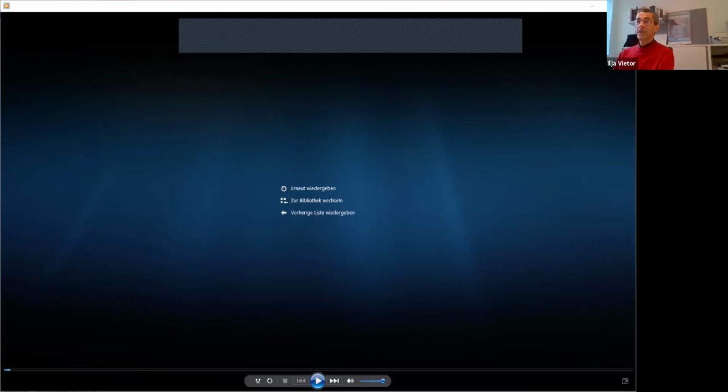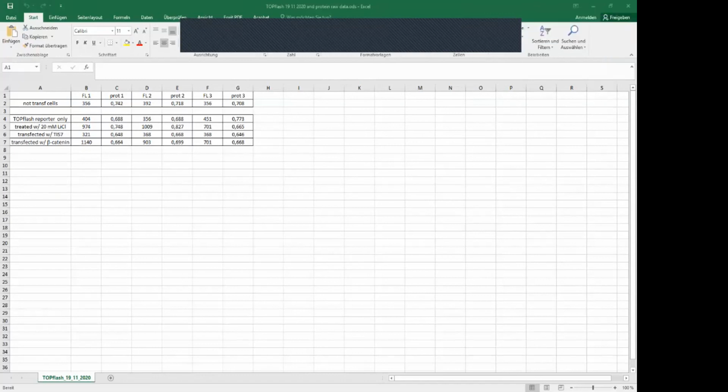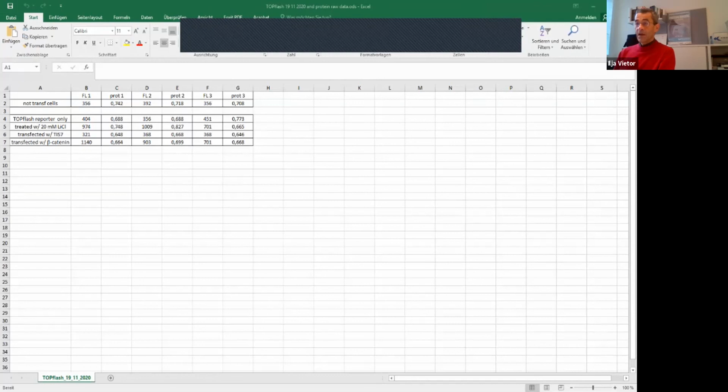and they are shown here. So can you see everything? Yes. Fine. So what I have prepared here are the names of groups of samples. These are not transfected cells at all. This is transfected with top flash reporter only. Then this is transfected with top flash reporter and treated with lithium chloride. So this is not treated, this is treated. Then these are transfected with the reporter plus with D7. And the last sample is transfected with reporter plus beta-catenin.